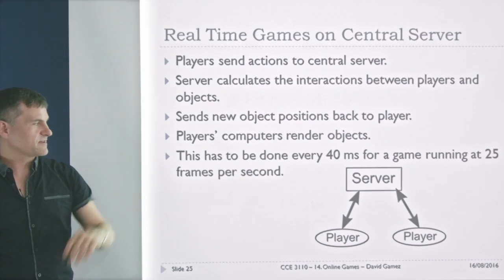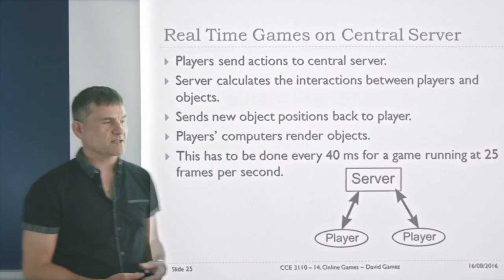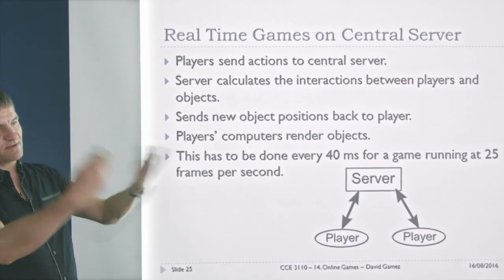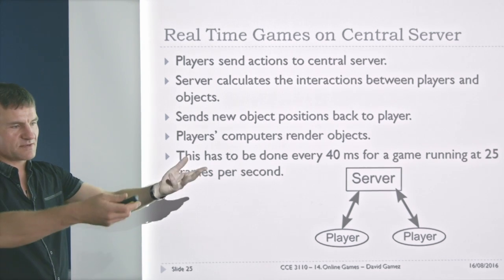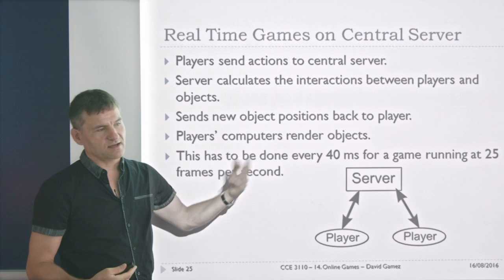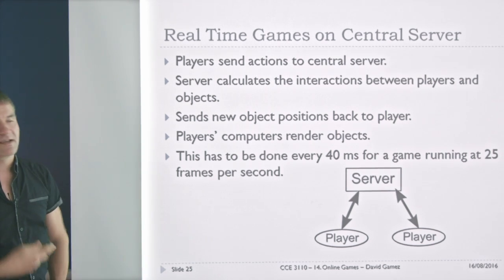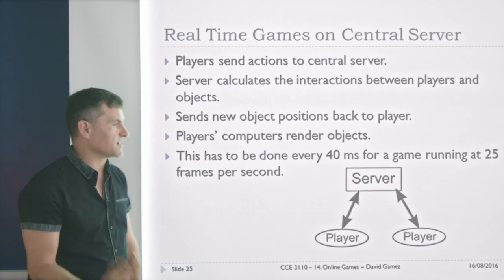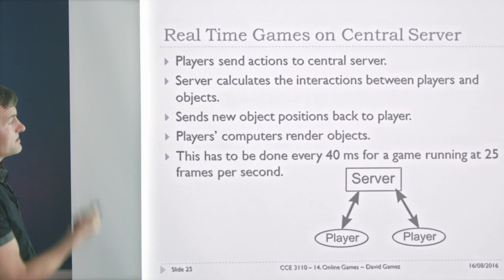We're running at 25 frames per second. You have to do this every 40 milliseconds. So you've got to send these messages, update the state of the world, and then send those messages back within 40 milliseconds. And you're possibly doing that for large numbers of players if you're trying to get real-time interactions with large numbers of players. So it's challenging.